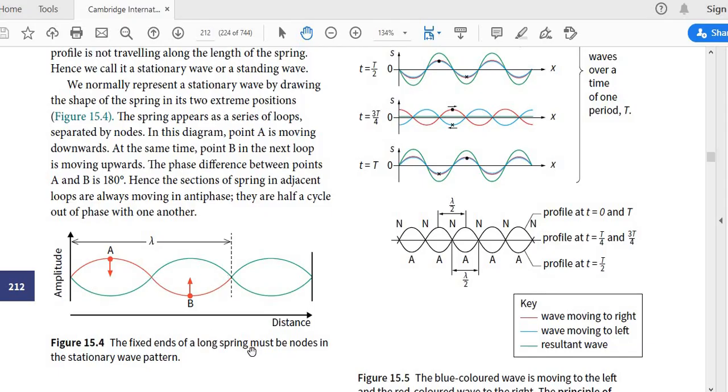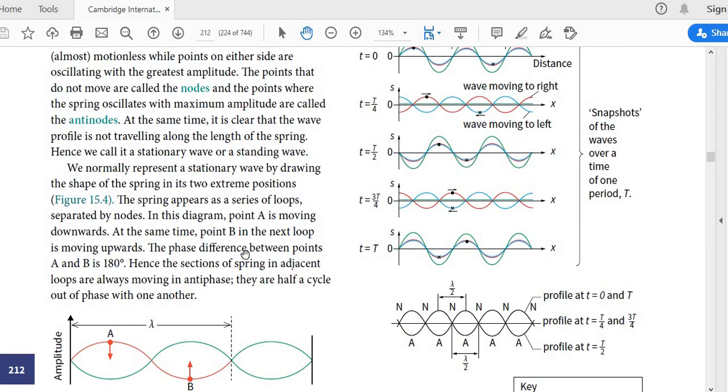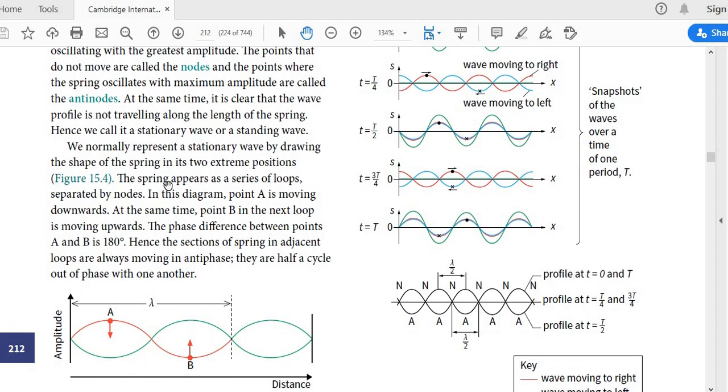The fixed ends of a long spring must be nodes in the stationary wave pattern, and there are so many videos about this, so you can watch that, then you will have a better understanding. At the same time, it is clear that the wave profile is not traveling along the length of the spring, hence we call it a stationary or standing wave. We normally represent the stationary wave by drawing the shape of the spring in its two extreme positions.